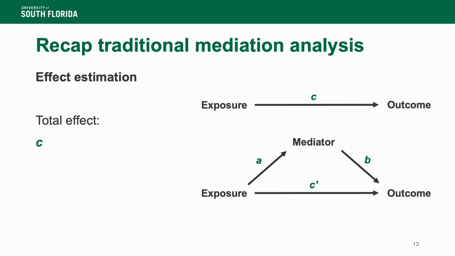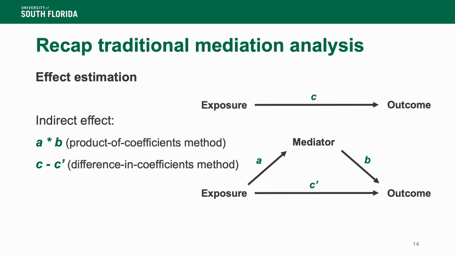Based on the coefficients from those previous equations, the total effect in traditional mediation analysis is defined and estimated as the C coefficient from that first equation. The direct effect is defined and estimated as that C prime coefficient from the third equation.